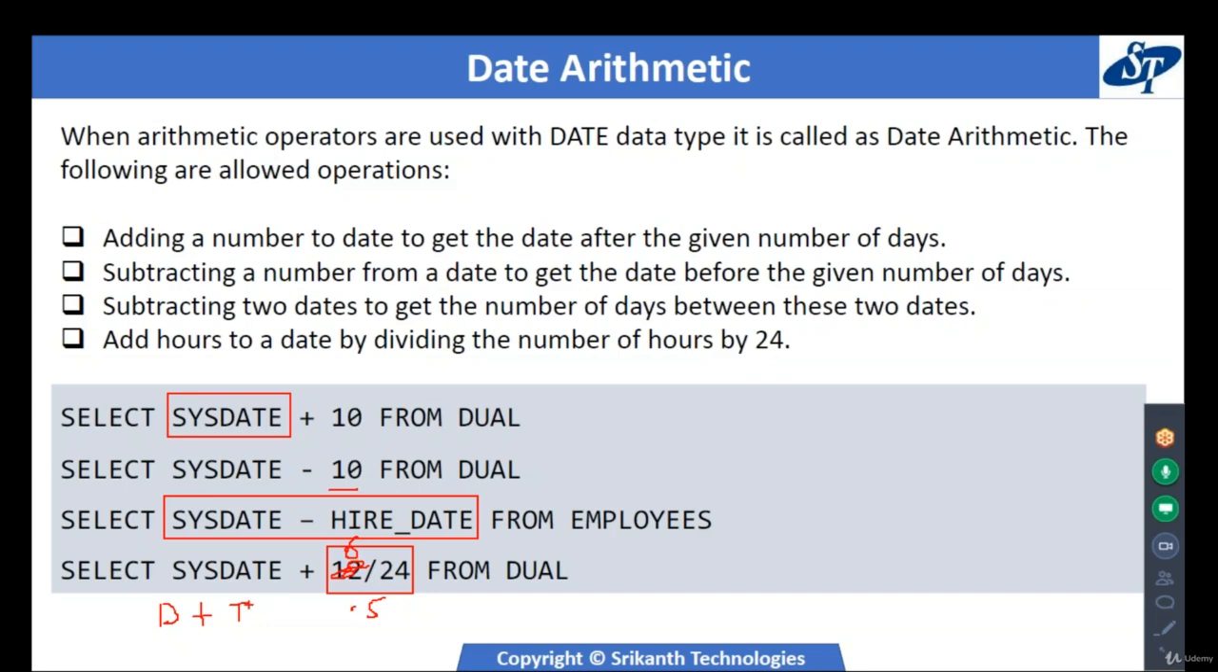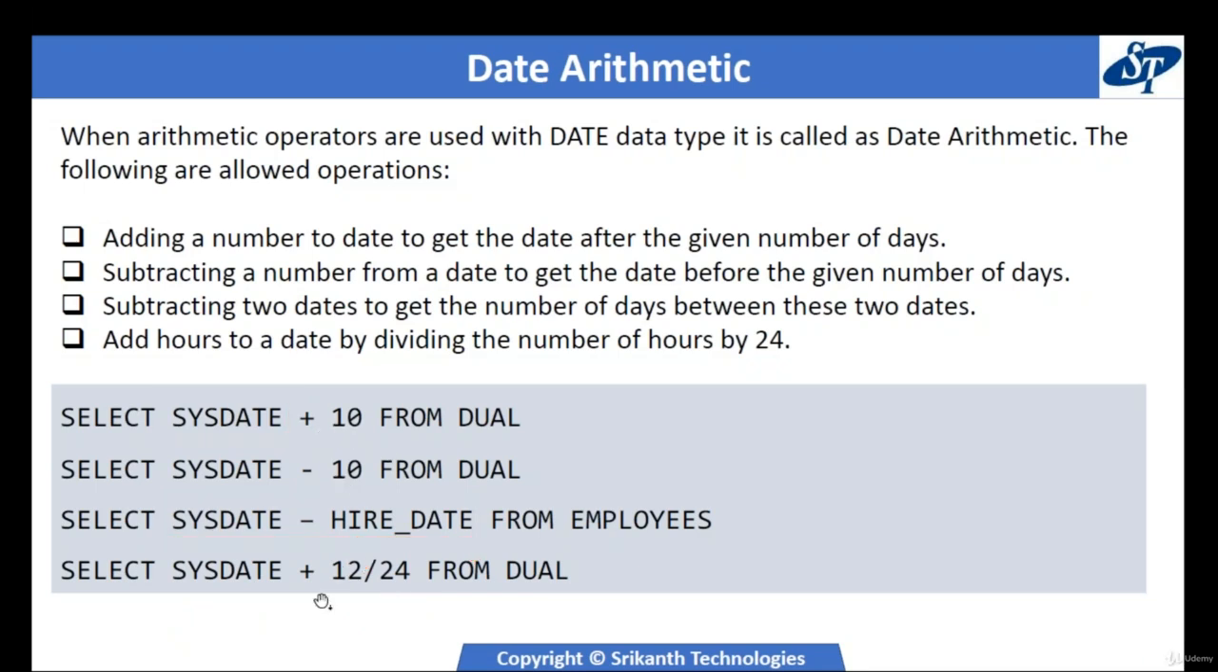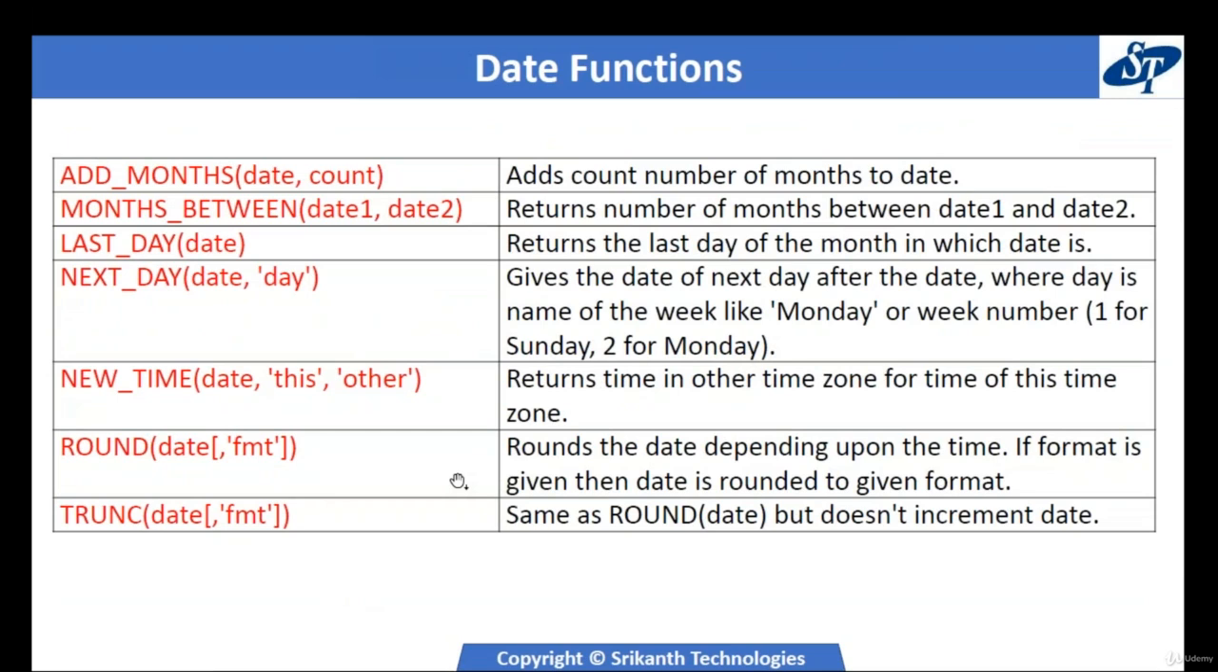That could mean I go into the next day also, in case the current time is something like 20 hours or even 19 hours, because it will take it beyond 24 hours. So these are all called date arithmetic. So you can add a number, subtract a date from another date, and add a fraction which indicates a part of the day, not the whole day. This is interesting. And these are the functions.